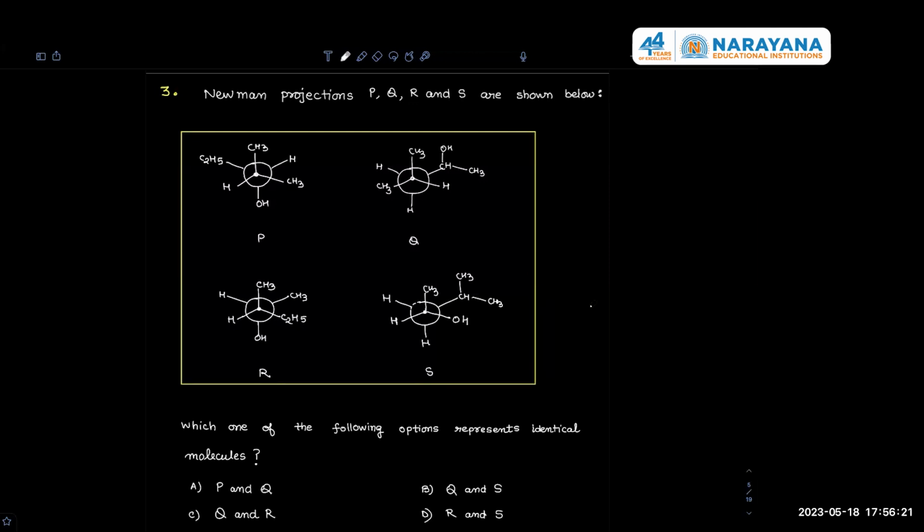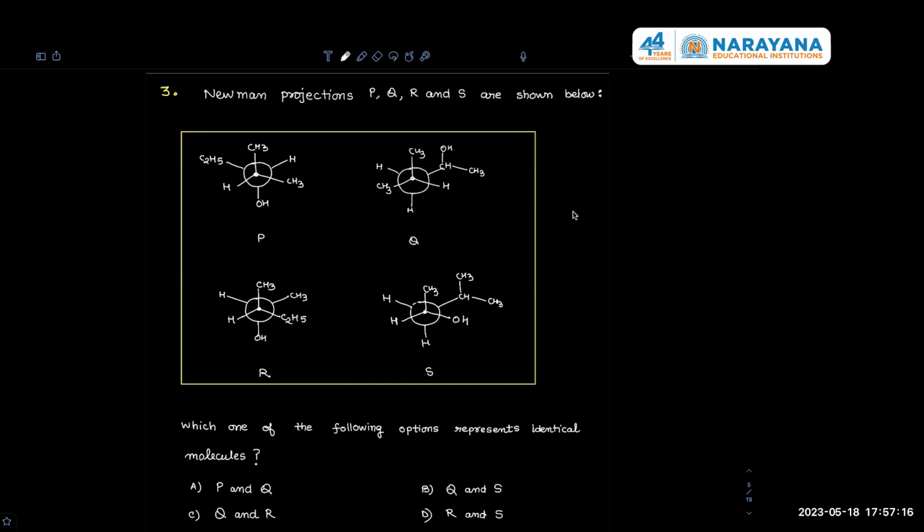Same kind of question they have given in one match the column. As one part, I have converted that one part into a complete question. So now you need to open these Newman projections and check with the IUPAC rule which two or which three compounds are actually identical, PQ or QS or QR or RS, whatever. So please open the Newman projection, then write the compound, use your IUPAC rules, and then check.